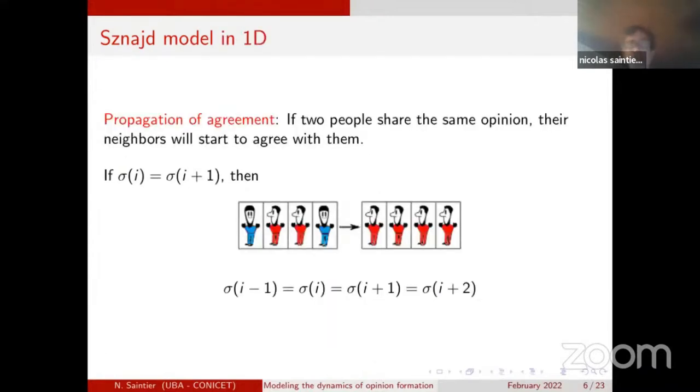Okay, so in 1D, the Sznajd model is the following. Let's say you selected at random two people, two individuals in your population. These are the two guys here in the middle, right?